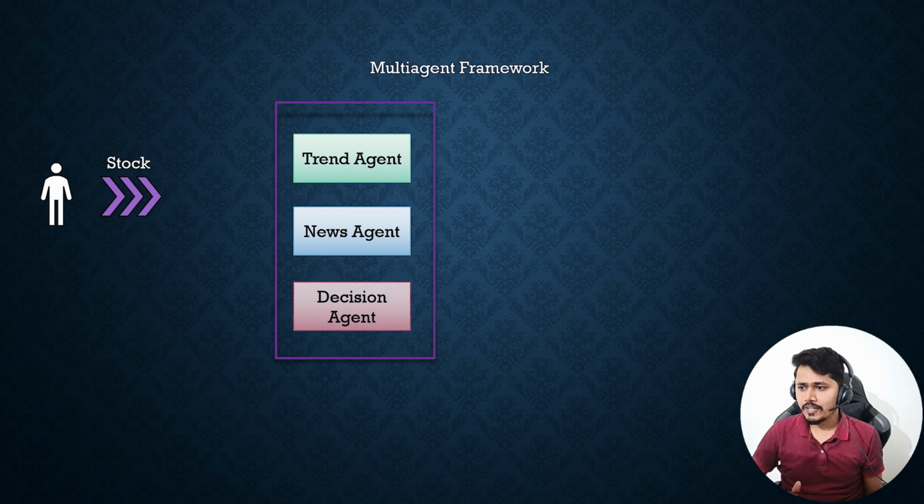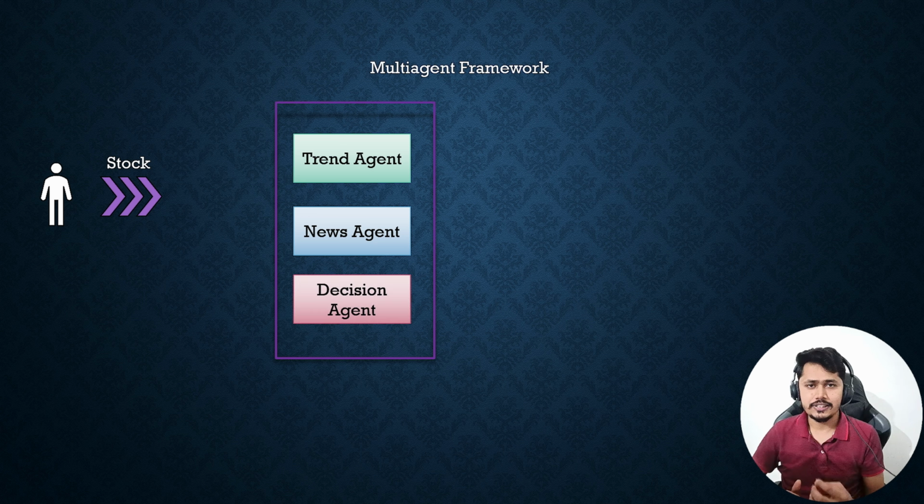And then third, we will have a third agent called decision agent, which is going to take input from the trend agent and news agent. And then based on that, it is going to do some KPI evaluation, and accordingly, it is going to take a decision whether to buy that particular stock or not.